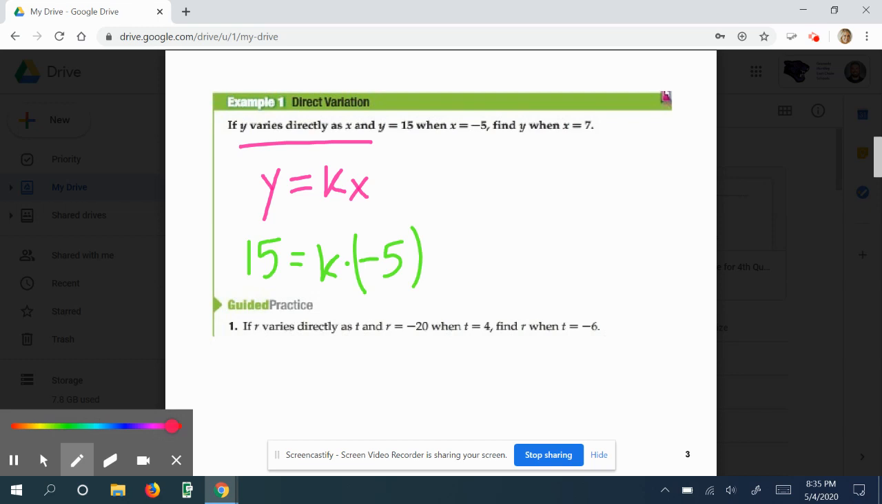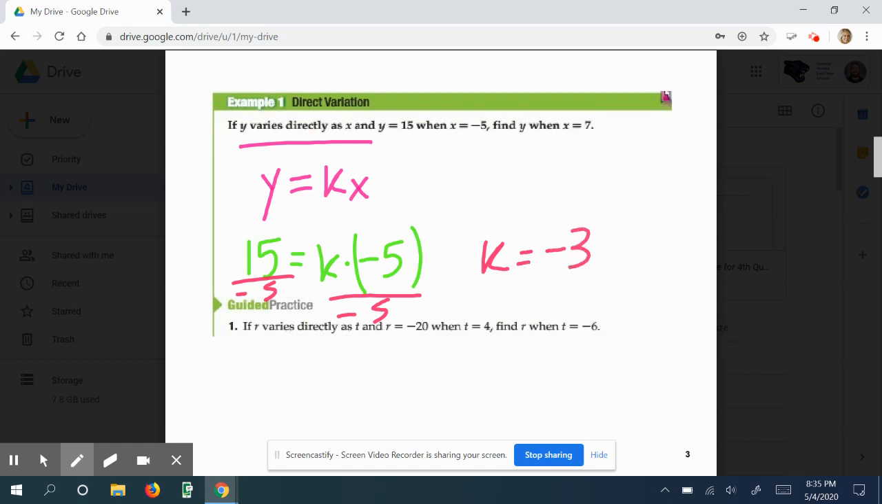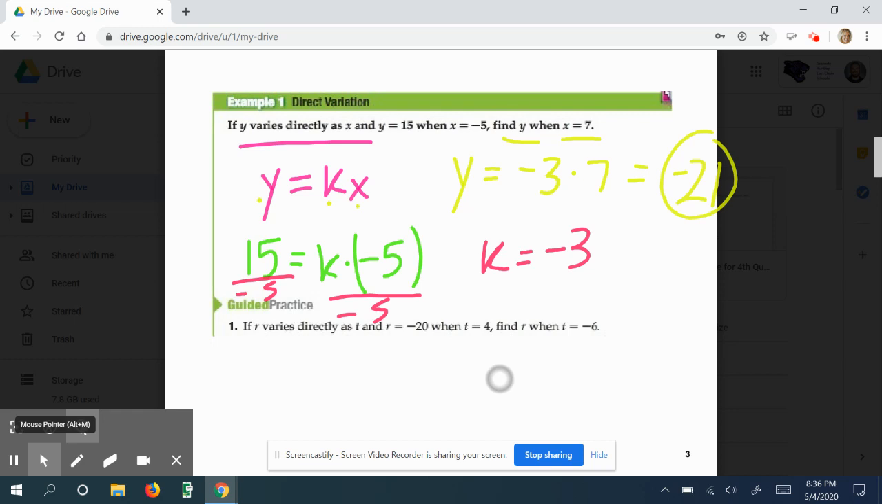So we don't know our k, but something times negative 5 equals 15. So to figure out what k is, we divide by negative 5, divide by negative 5, and we find that k is equal to negative 3, right? And now it says find y when x equals 7. So we said that y equals k times x, and we know that k is negative 3, and we know x is 7. So if we want to find y, it's equal to negative 3 times 7, which would be negative 21. So what's the value of y? It's negative 21. Okay, here's a guided practice problem that I would like you to try now.